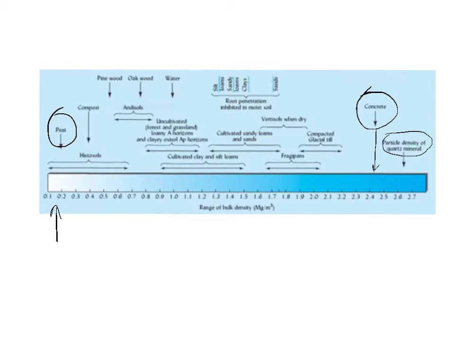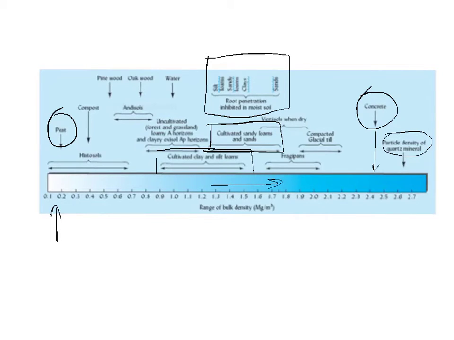What we find is that typically, up here, there's some of our soil textures that we know. Up here, there's some clay loams as well, cultivated sands and sandy loams in this range. And you'll notice that the sandier a soil is, the higher the bulk density we have.